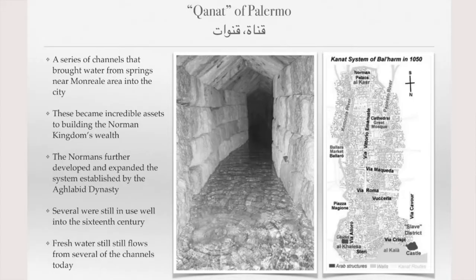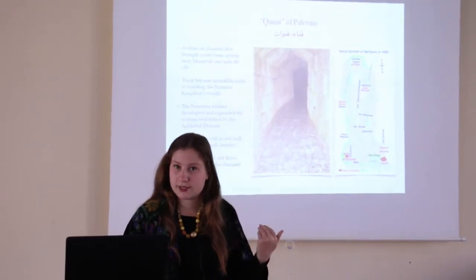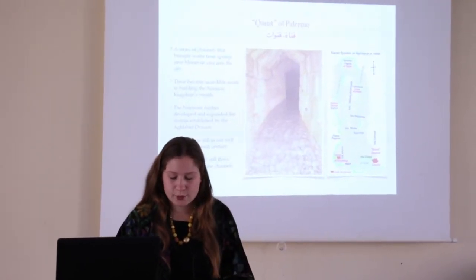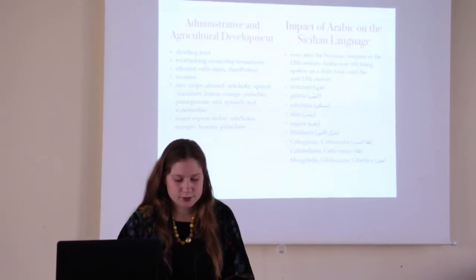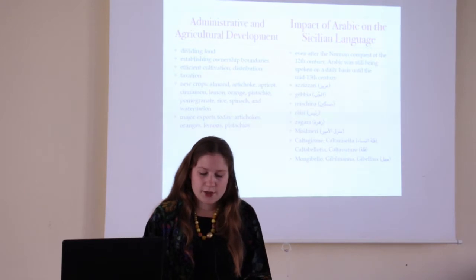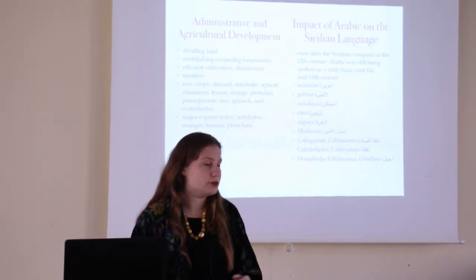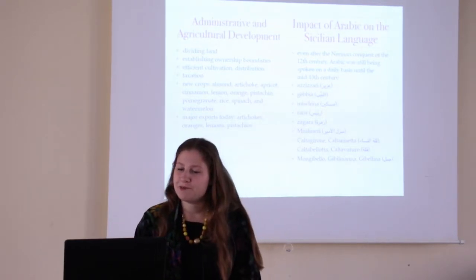One thing that we can see from this today is the qanat, or channels, that come from the Arabic word qana, qanawat, that are still in the city today, but we'll come back to that in a moment. So a few things in terms of agriculture that they developed. They introduced the cultivation of artichokes, oranges, lemons, pistachios. I have a few more up there.